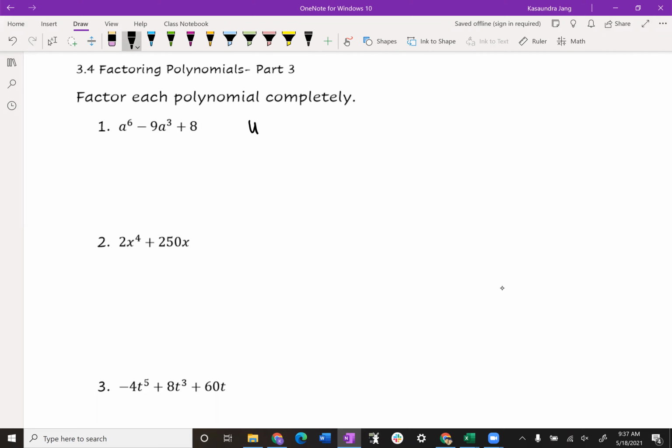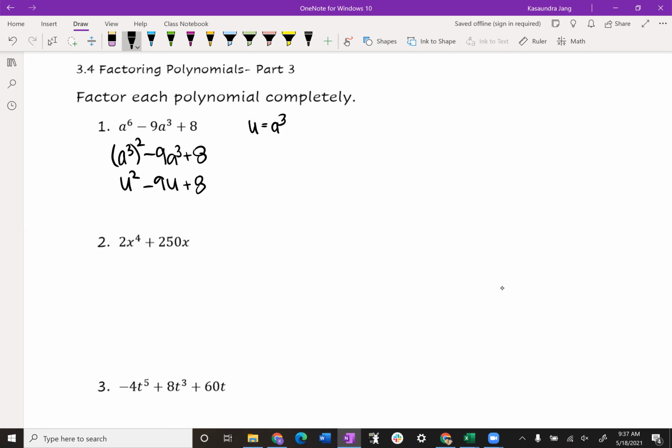I'm going to substitute an a cubed in for my u. So a cubed squared, like 3 times 2 gives me that 6. I'm just rewriting it all in terms of an a cubed so that I can do my substitution. So everywhere I see that a cubed, I'm going to put a u. So I got a u squared instead of a cubed squared, 9 times u instead of 9 times a cubed, plus 8.